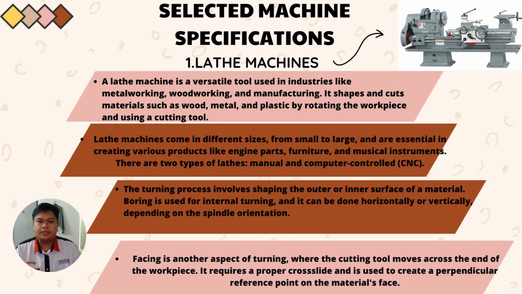For the selected machine specification, we chose a lathe machine. A lathe machine is a versatile tool used in industries like metalworking, woodworking and manufacturing. Lathe machines come in different sizes, from small to large, and are essential in creating various products like engine parts. The turning process involves shaping the outer or inner surface. Lastly, facing is another aspect of turning where the cutting tool moves across the end.